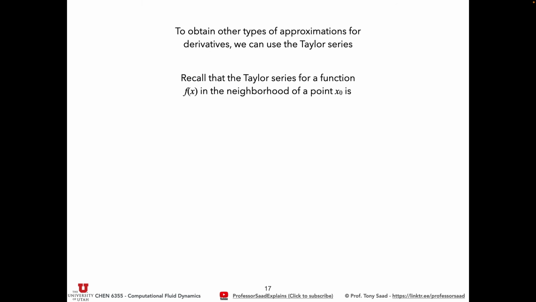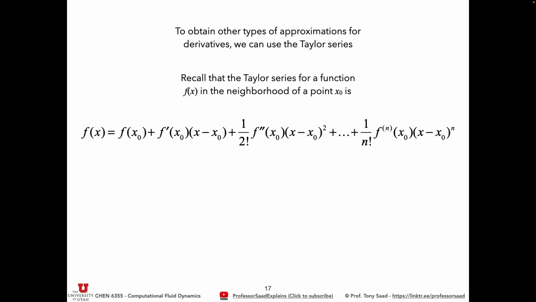Now, to obtain other types of approximations, we can use Taylor series. And if you recall, the Taylor series of some function f of x around some point x naught is given by, so if you know information at x naught, you can describe the function at some neighboring point that's a distance x minus x naught away from x naught.